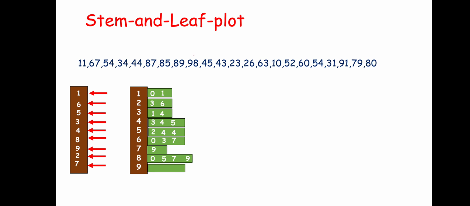Lastly we have got 9: 98, 91, just two. So 1 and 8, that implies 91 and 98. So this is how the stem and its leaves are created.